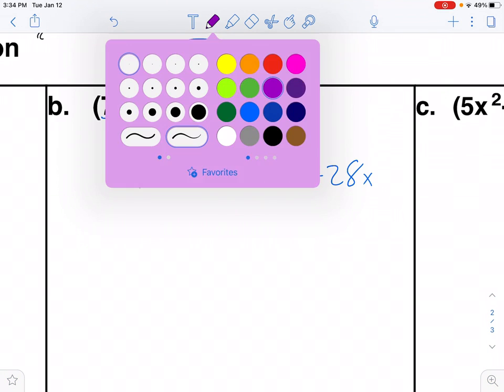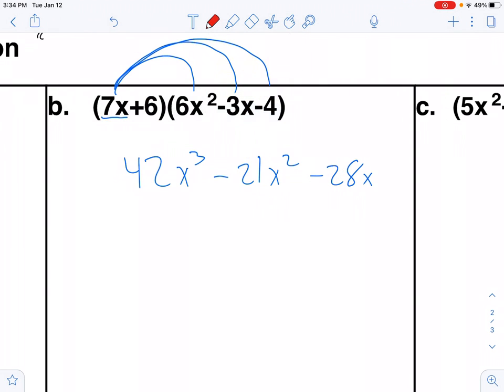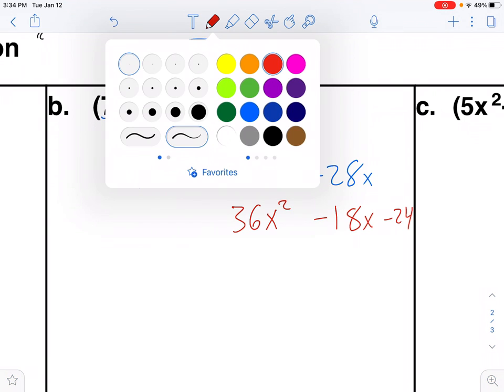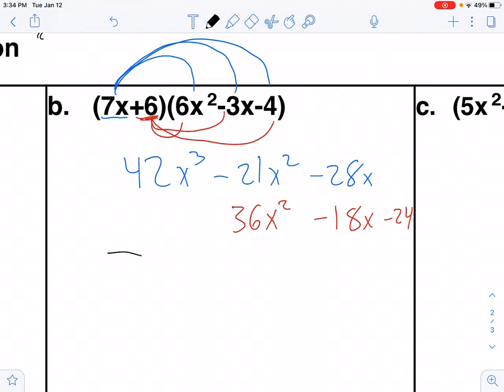Okay, now in red, I'm going to take my 6, and I'm going to say 6 times 6x squared is 36x squared. See how I line my x squareds up? 6 times negative 3 is negative 18x, and 6 times negative 4 is negative 24, said the answer. And now I'm just going through and putting my like terms together.